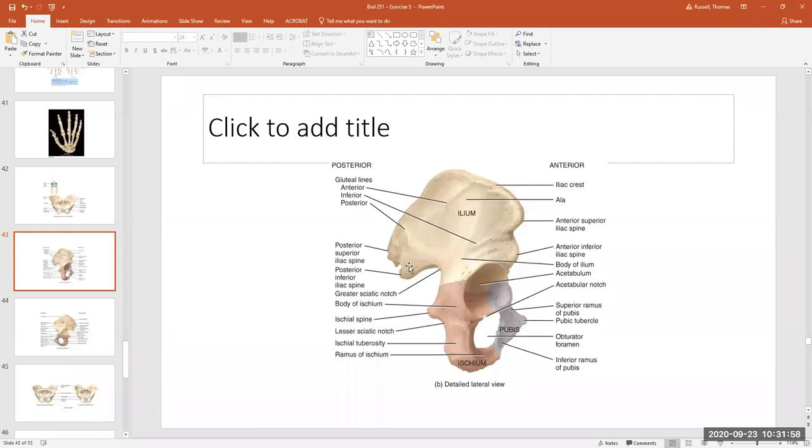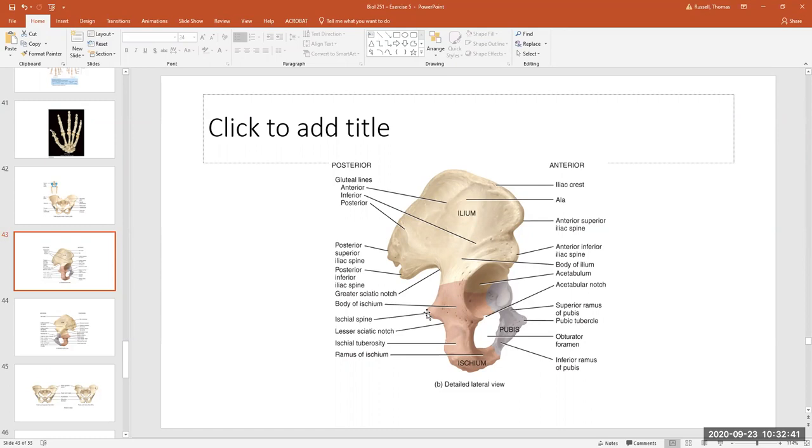And then on the back of the bone, we have these spines. So on the ilium again, we have two bumps, one up there and one right here. Since it's on the posterior part of the bone, they have posterior in the name. This one is called the posterior superior iliac spine. And this bump is called the posterior inferior iliac spine. But we also have a little spine on the ischium. This little bump on the ischium is just called the ischial spine. Since we only have that one, we just call it the ischial spine.